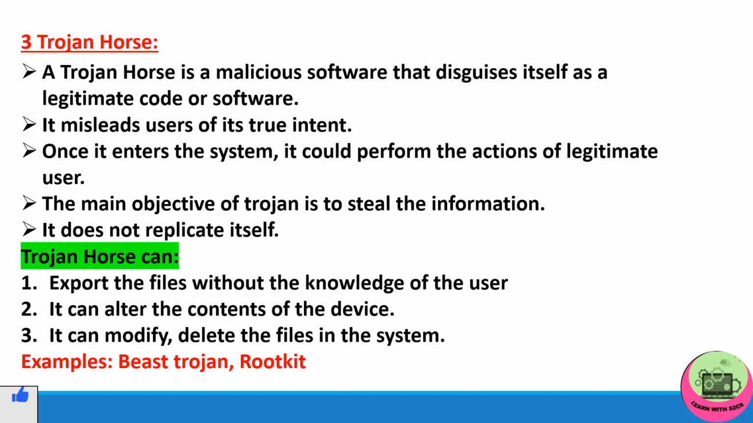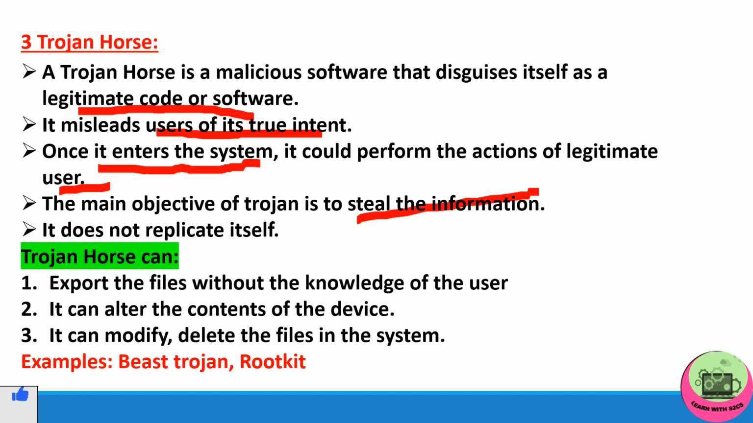It's malicious software that disguises itself as legitimate code or software. It misleads the user about its true intent. So what happens once it enters the system? It could perform the actions of a legitimate user. So whatever the user does, like modify the files or export the files or send the files, it can perform the same thing and the user will not at all come to know whether the system has been affected by the Trojan or not. So what is the main objective of a Trojan? To steal the information. The main point you have to remember, it does not replicate itself like worms.